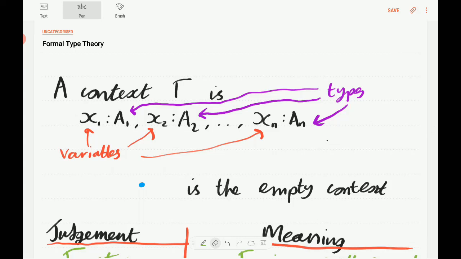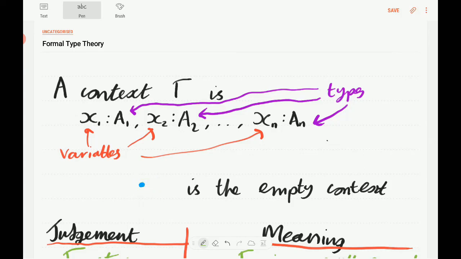Okay, so the next thing is we have this idea of an empty context. I said that a context is basically a list of type declarations of variables. So for example, variable x1 is of type capital A1, and so on. An example of a context is just a list like this, but a list which is empty. So that's one example of a context, and we often denote that by a dot, or sometimes just by using empty space.